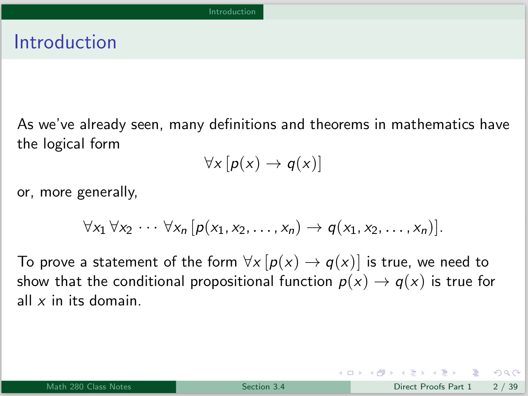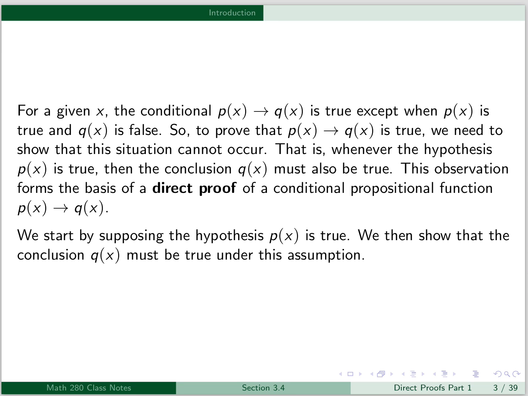To prove a statement of the form for all x, p of x implies q of x is true, we need to show that the conditional propositional function p of x implies q of x is true for all x in its domain. For a given x, the conditional p of x implies q of x is true except when p of x is true and q of x is false. So to prove that p of x implies q of x is true, we need to show that this situation cannot occur. That is, whenever the hypothesis p of x is true, then the conclusion q of x must also be true.